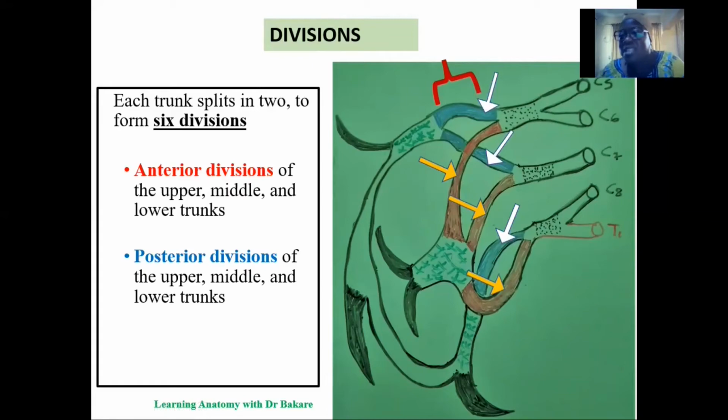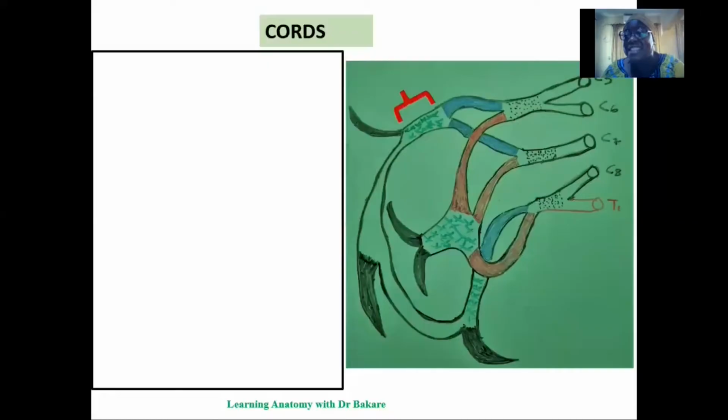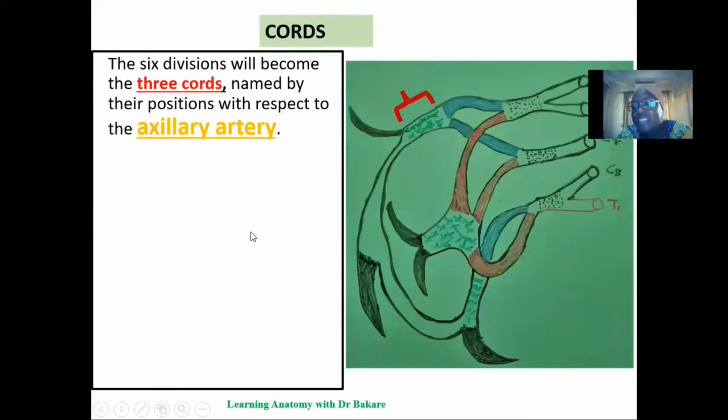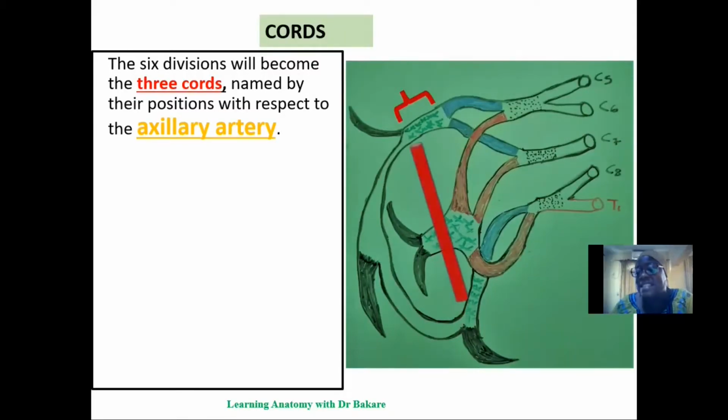So let's move to see what will be presented as we go further. From the division, the next is the cord. So let's see how the cords are formed from the divisions. After the divisions highlighted in both blue and red, the next region will be the formation of the cord. We have 3 cords: the lateral cord, the posterior cord, and the medial cord. These cords are so named based on their position or their relations with the axillary artery, which is a continuation of the subclavian artery. So let's say this is the axillary artery.